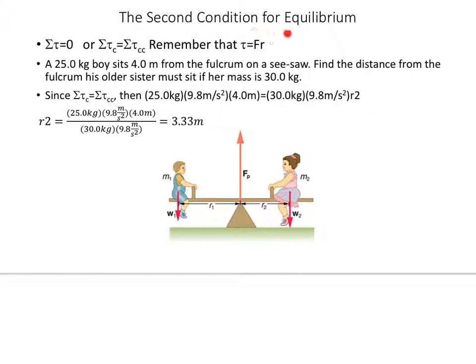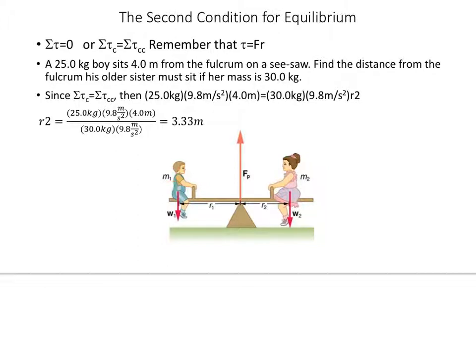The second condition for equilibrium is that the sum of the torques must be equal to 0. And that means that the sum of the torques in the clockwise direction has to be equal to the sum of the torques in the counterclockwise direction. And remember that torque is equal to force times the distance from the point of rotation.